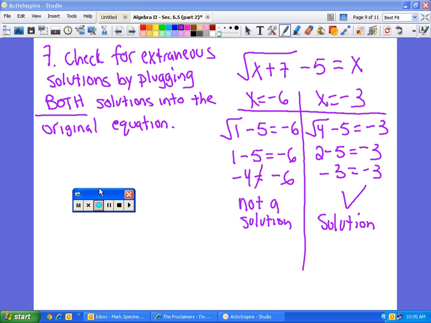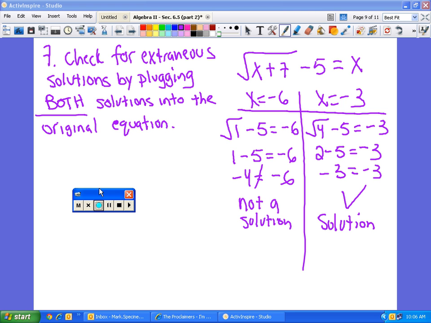I'm confused on how you figured out which one was a solution or not. Like, where'd you get the 1 and 5 and 4 and 5? If, when you plug the values in, the equation makes sense. The values that you just spent all that time getting, the ones from the previous page, the negative 6 and the negative 3. Yeah, and then why do you do the square root of 1 and minus 5? You're plugging in negative 6.